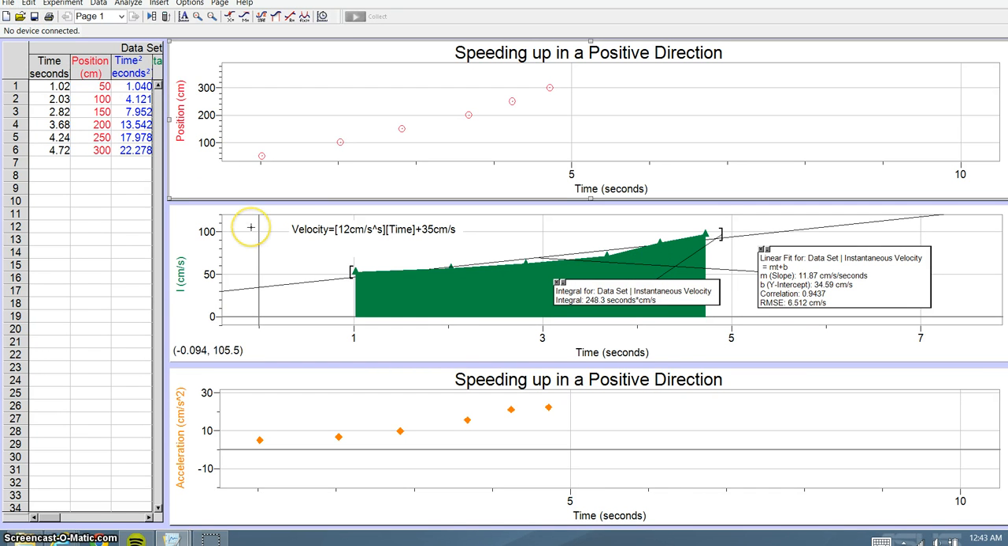So by taking the area underneath the velocity time graph here, we can find the total displacement of the object, and the displacement here, as you can see, is approximately 248 centimeters, which means that in this time interval, the object will travel about 248 centimeters.